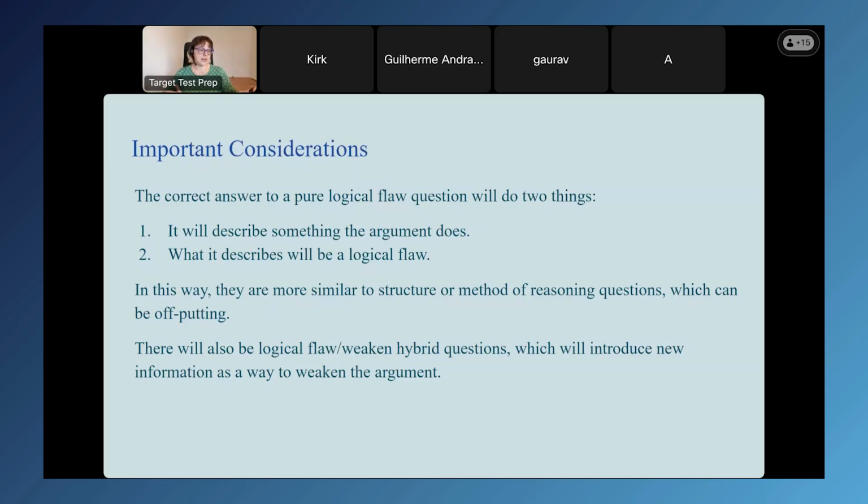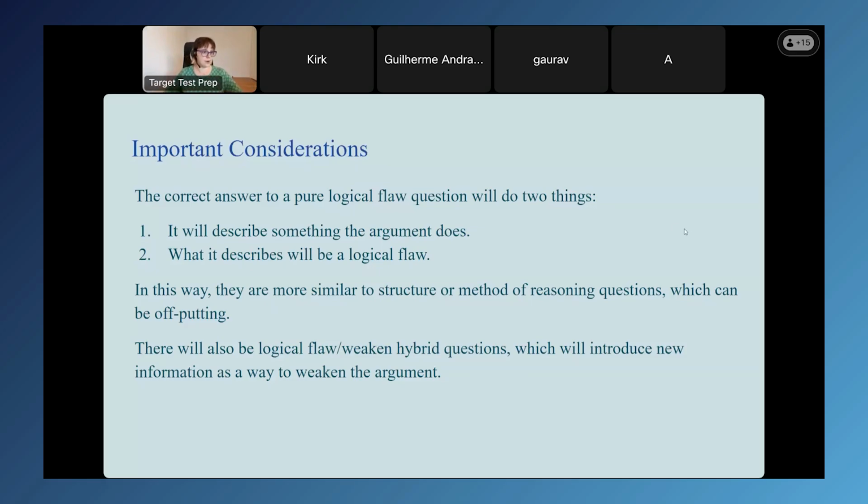As far as weaken and hybrid questions, pure logical flaw questions won't introduce new information. Weaken style hybrid questions will introduce new information, just like regular weaken questions. They will just be more focused on the flaw in the structure of the argument.